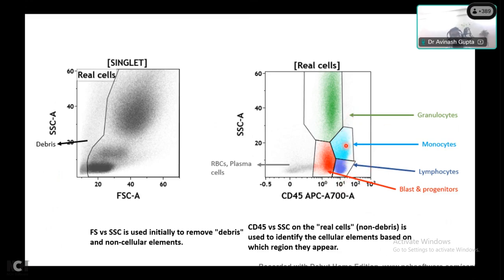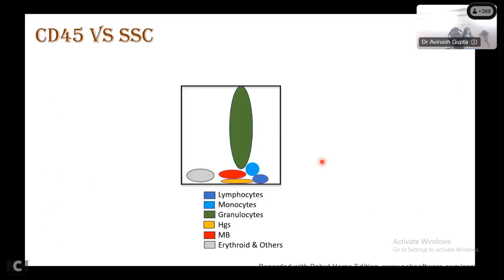Then the population which is having higher side scatter than the lymphocyte is your monocytic population. And the population in green is having the highest side scatter, and this is your granulocytic population. And the population which is CD45 dim, in red color, and having low side scatter is your blast or progenitor region. There can be various populations sitting here. We'll come to all these areas one by one. So if we think of this as a schematic diagram, on the x-axis there is CD45, on the y-axis there is side scatter. We'll go from the lymphocytic region onward.